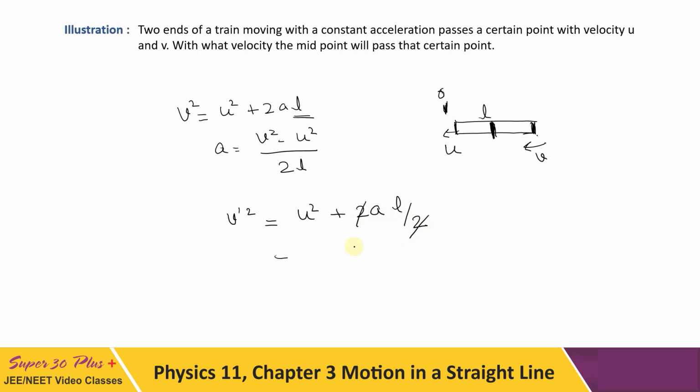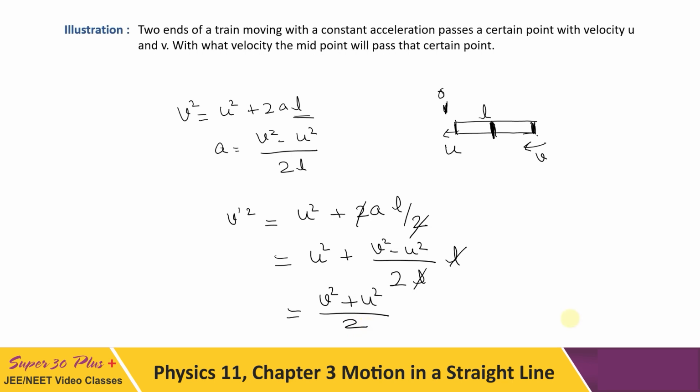Substituting the value of a from above, that is u square plus 2 into v square minus u square upon 2L, multiplied with L by 2. These two get cancelled. To solve it, you will get v dash square equal to v square plus u square upon 2. This is the velocity with which the middle part of the train will cross the point O.